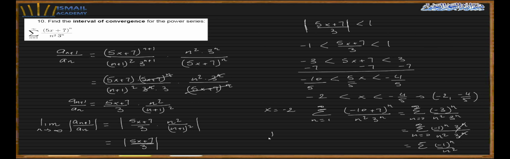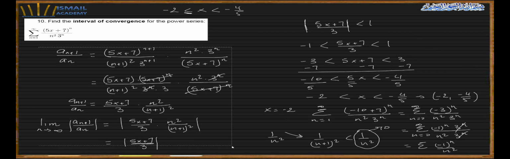I know that 1 over n^2 is decreasing. Obviously we know that 1 over (n+1)^2 is less than 1 over n^2, and the limit as n goes to infinity is 0. So this converges. I satisfy the conditions of the alternating series test, so this means it converges. So when this one converges, my interval, minus 2 to minus 4 over 5, here will become closed. Now we check the second value to see if it is included or not.